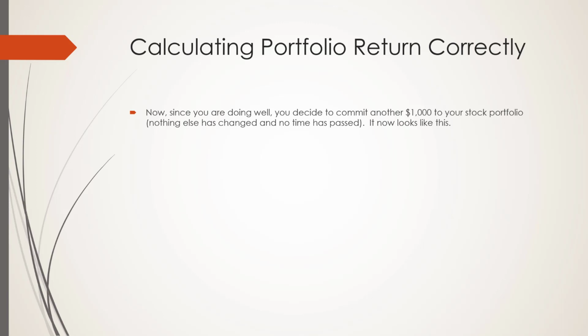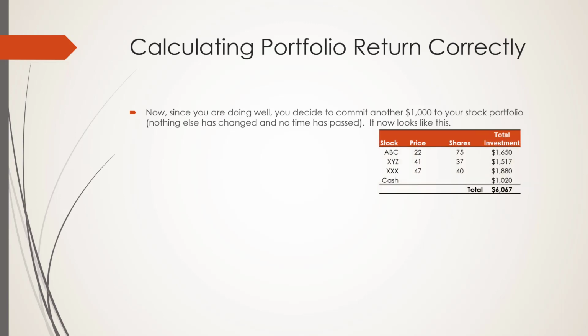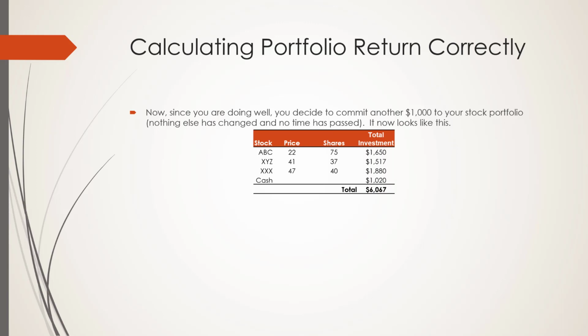Okay, so now a month has gone by, and you're doing pretty well, so you decide that you're going to put another $1,000 into the portfolio. Now notice, nothing else has changed. No time has gone by. So you had $5,067, you put another $1,000 in, and now you have $6,067. So your portfolio looks like this. Notice that this is the same table that we had before, except cash has gone up from 20 to 1,020.